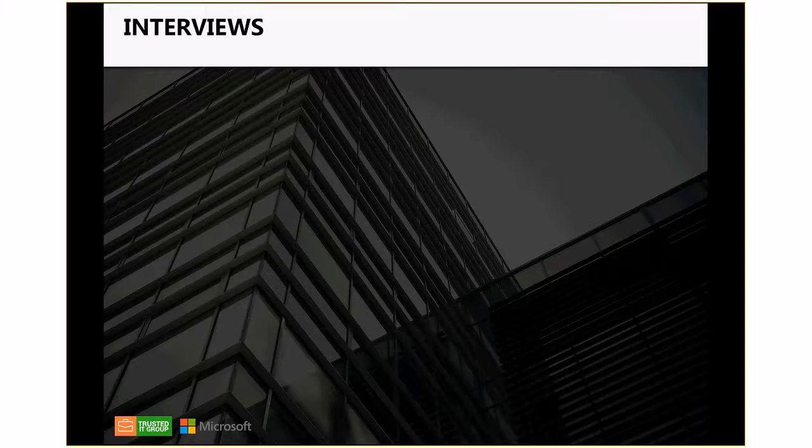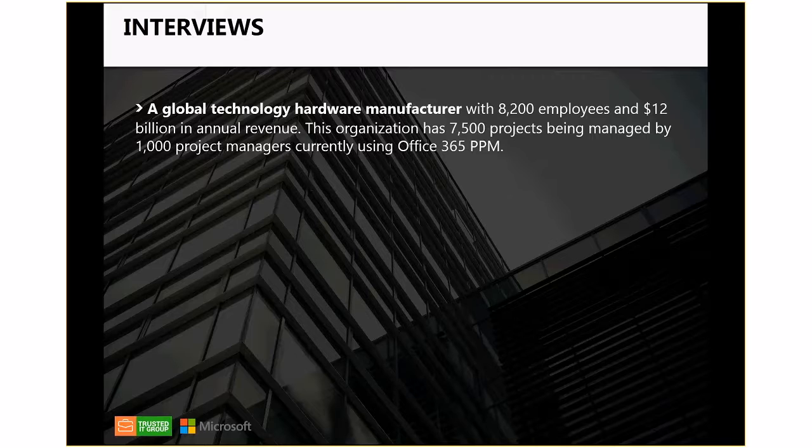Cool. So let's talk about the interviews. We started with 45 companies, and then we funneled down to 4. Well, I won't say we, but Forrester. Forrester funneled down to 4 companies. Here's who they are. Well, not who they are, but what they are. So the first one was a global technology hardware manufacturer. They had 8,200 employees and 12 billion in annual revenue. The organization had 7,500 projects being managed by 1,000 project managers currently using Office 365 PPM.